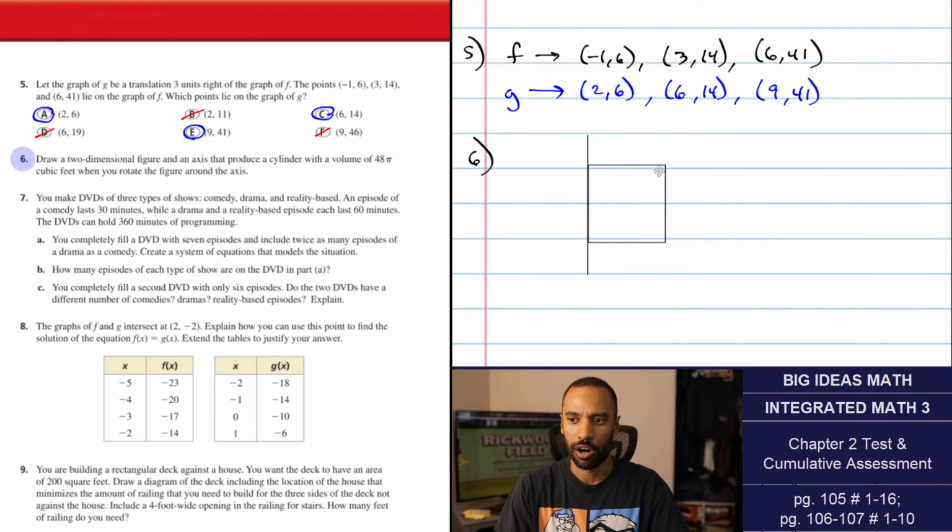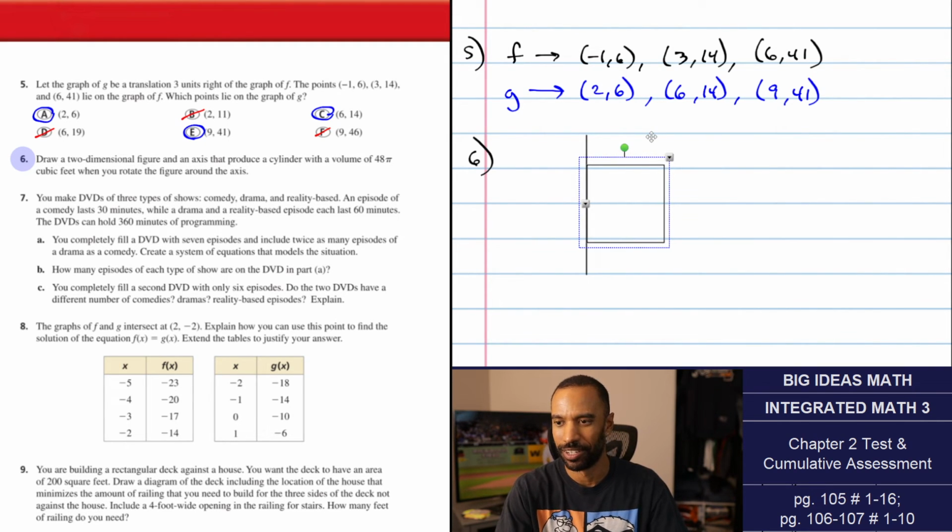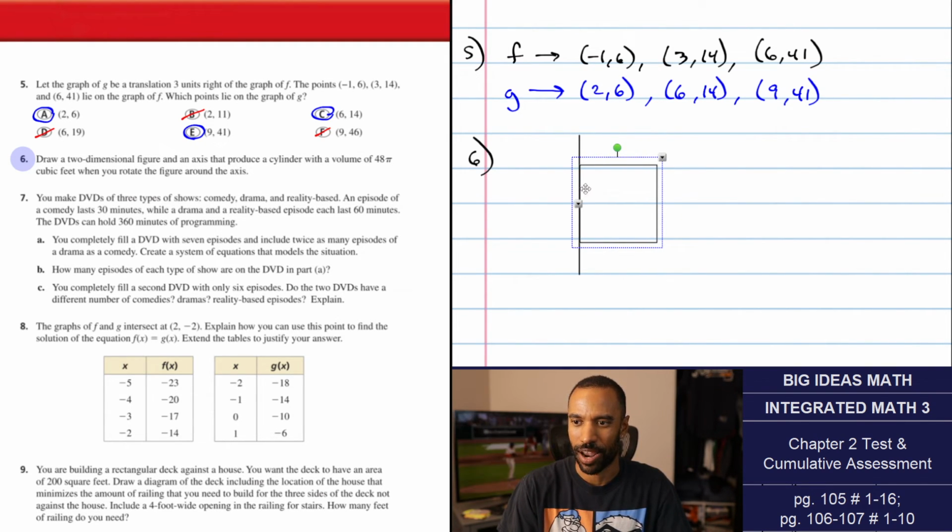What we need is for our volume, why won't this move? Excuse me. Okay, I'm trying to move it. I guess I just have to drag it. This is really strange. Okay, I can't really move it.